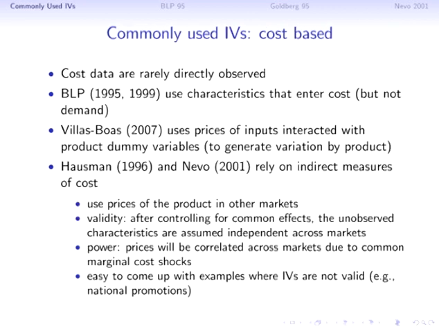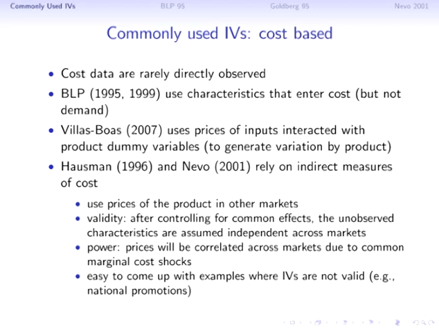Other types of instruments: I'd say the second most used instruments are what I would call cost-based instruments. Cost data, if you followed I/O in the last 25 years, we don't like to assume that cost data are actually observed. For instruments, we don't need the actual cost data, but some proxies to it. Even then, that's rarely observed, but there are ways to get at this.